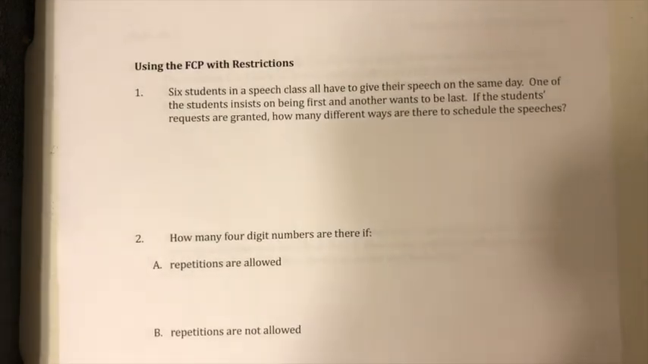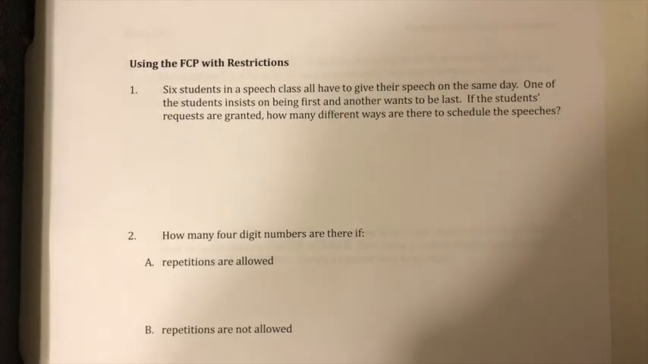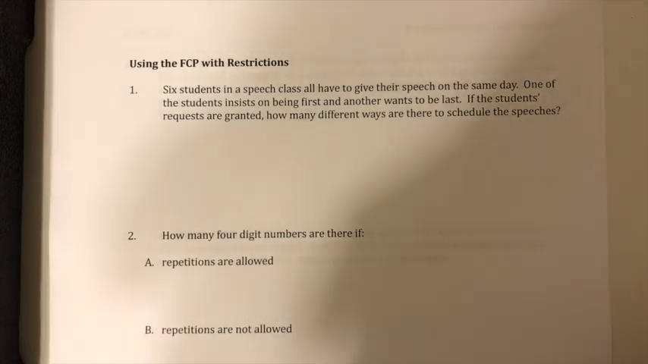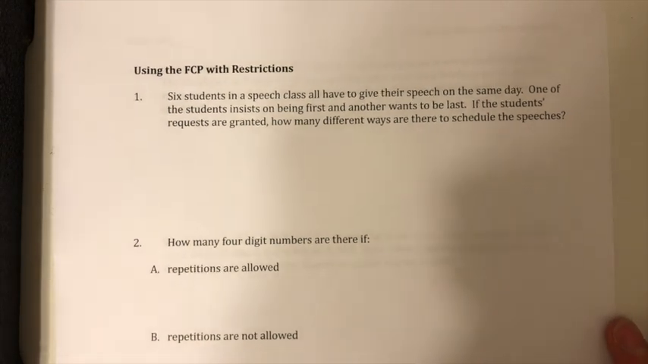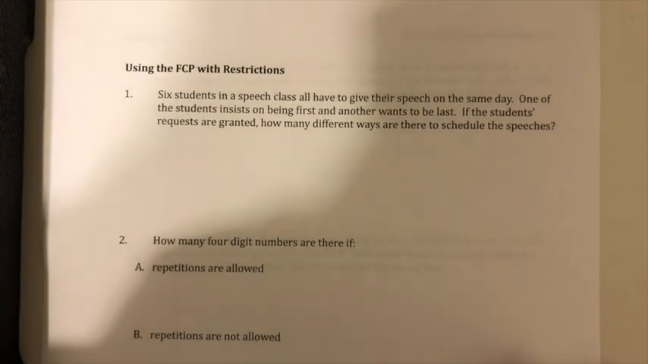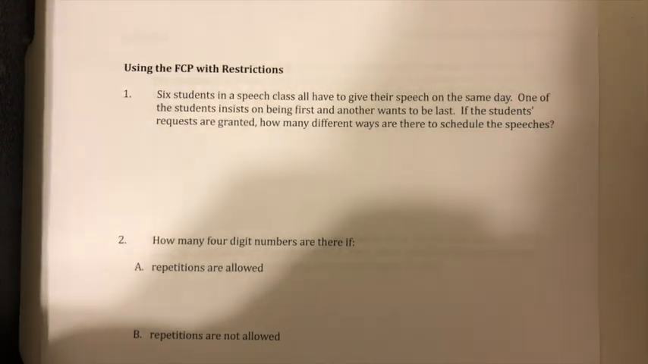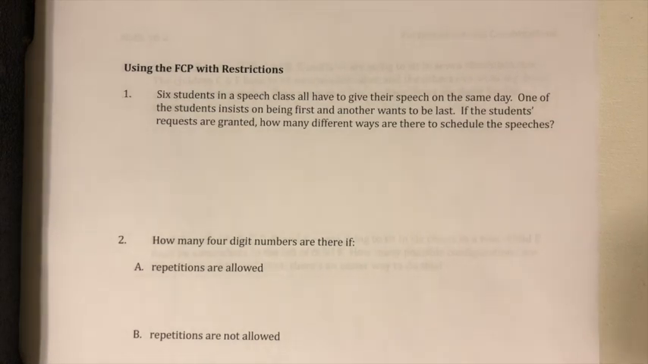Okay. So if we want to use the fundamental counting principle with restrictions, things can get a little bit more complicated, but we will figure it out. So if we have 6 students in a speech class who all have to give their speech on the same day, one of the students insists on being first and another wants to be last. If the students' requests are granted, how many different ways are there to schedule the speeches?